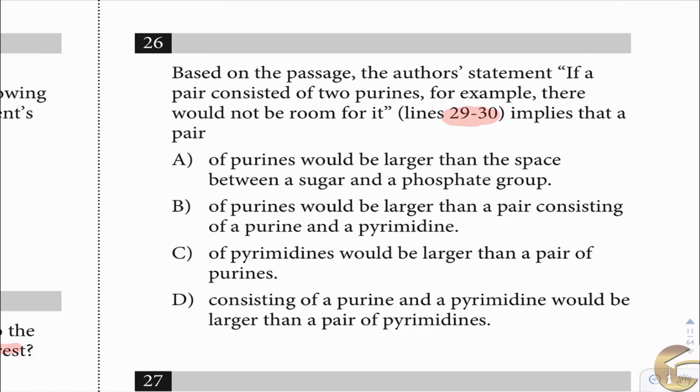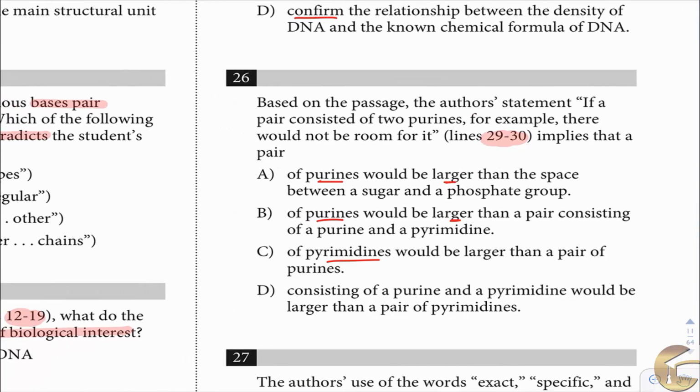Now if you're not entirely sure where these answers may be going, you can glance and see how the answers are structured. Again, don't sit there and read all the answers and try to answer it right now, but it looks like they're talking about purines and pyrimidines, and which one's larger, smaller, and things like that. That gives you an idea of what you're potentially looking for. But let's go ahead and read and see for ourselves. So again, we have lines 29 through 30, saying if a pair consisted of 2 purines, there would not be room for it.